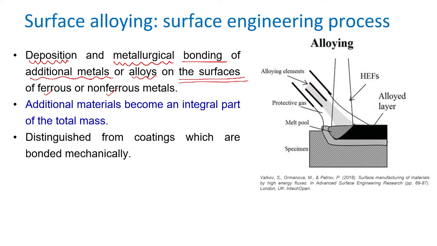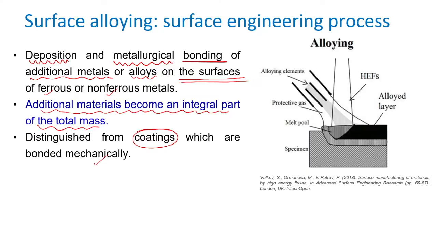During the process of alloying, the additional material will become an integral part of the total mass, and it is distinguished from coating. In coatings, in general, the material is getting bonded mechanically. So, alloying is the process in which the deposited material will get mixed thoroughly with the substrate material, and we are getting an entirely different composition. As we are getting an entirely different composition, the material properties of that composite would be different from the added material and the substrate material. In this way we can generate a layer which may have improved, enhanced properties of the surface.